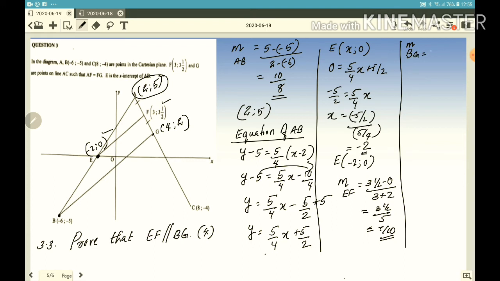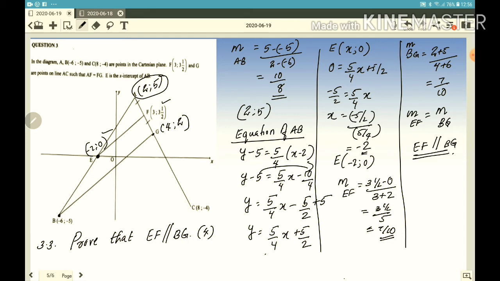Change in Y, that is 2 minus 5, that is plus 5, divided by change in X, that is 4 minus 6, that is plus 6. So it's going to be 7 over 10. So we can see that the gradient of EF is equal to the gradient of BG. Therefore, the line EF is parallel to the line BG.